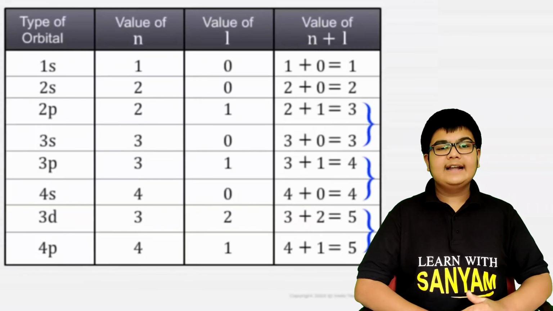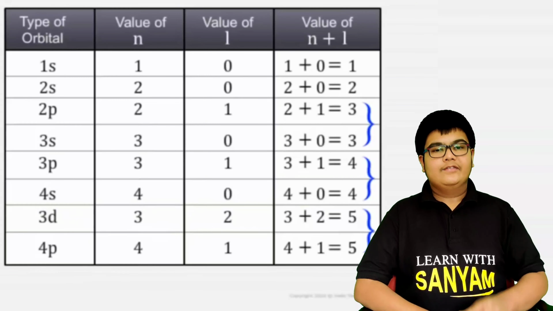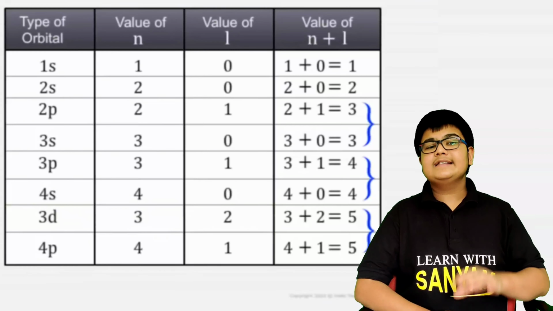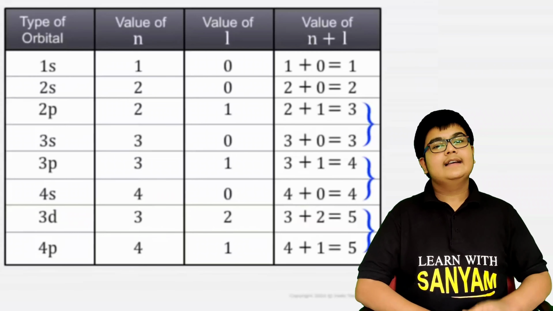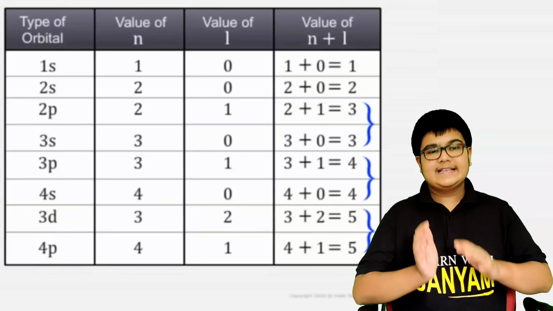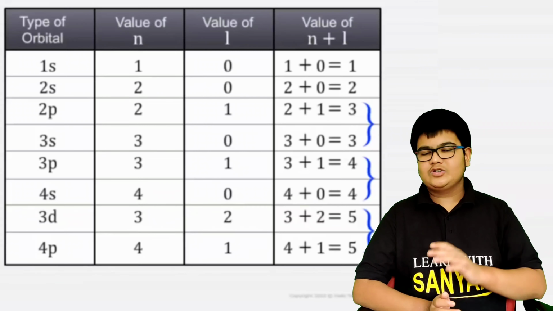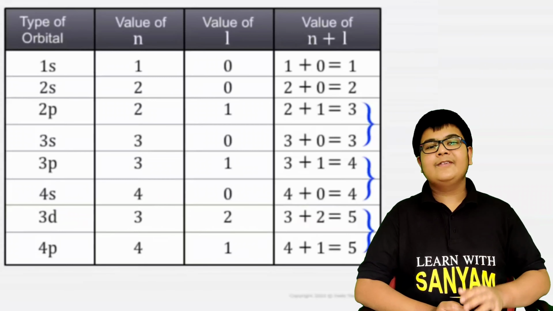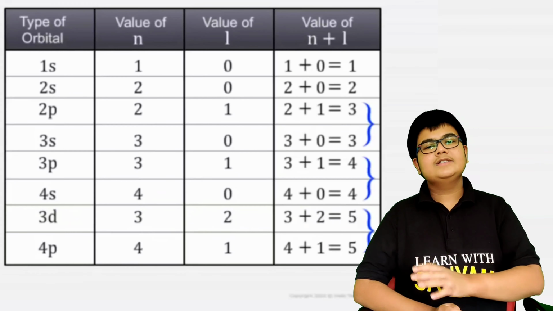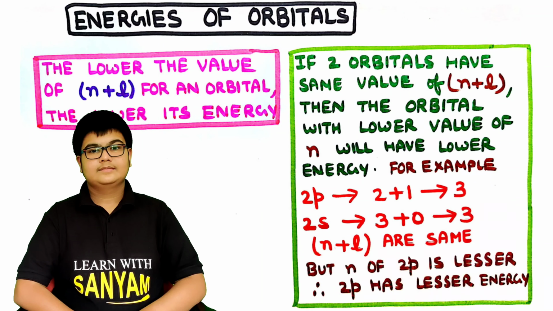Here you can see that the n plus L of the 1s orbital is lower. So this means that the energy of the 1s orbital will be lesser than the energy of the 2s orbital. So the 1s orbital will be filled first and afterwards the 2s orbital will be filled.